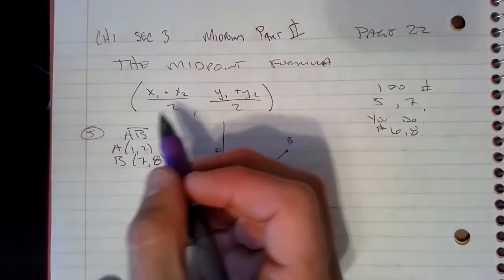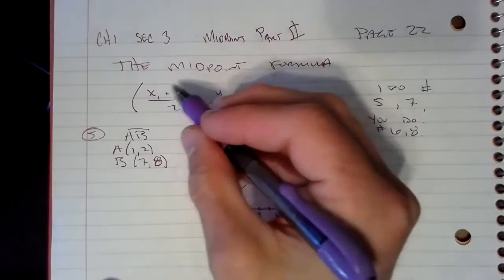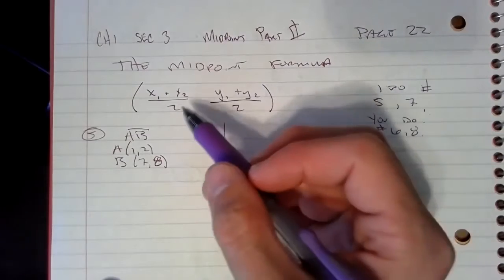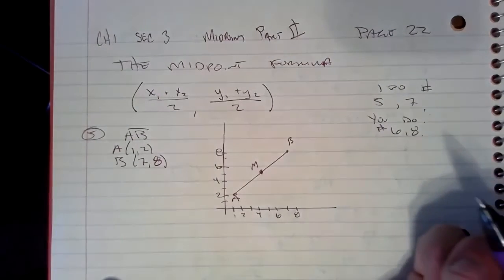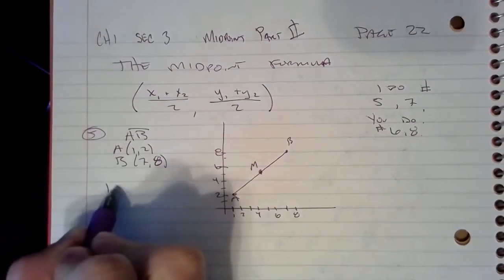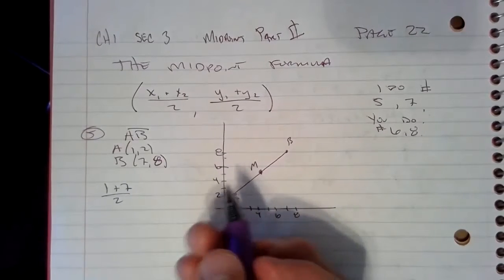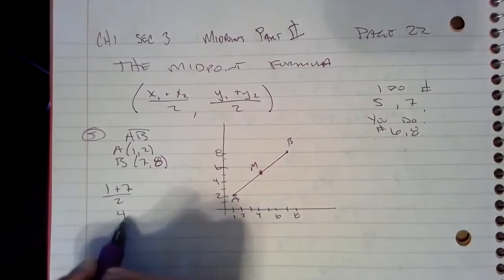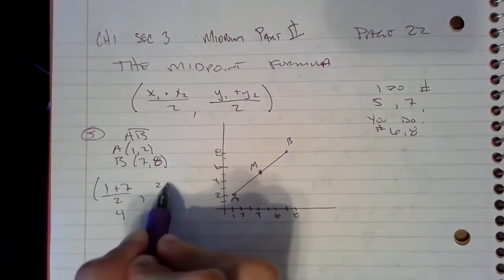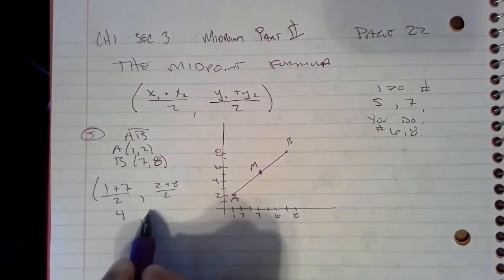Now, something that they don't really say in the book, but I think you should say, instead of always saying x1 plus x2 all over 2 and y1 plus y2 all over 2, I want you to say it's the average of the x's and the average of the y's. So let's take the average of the x's. There's 2 x's. So we add them up and divide by 2. 1 plus 7 is 8. 8 divided by 2 is 4. And it's the average of the y's. There's 2 y's, so we add them up. 2 plus 8 is 10. 10 divided by 2 is 5.